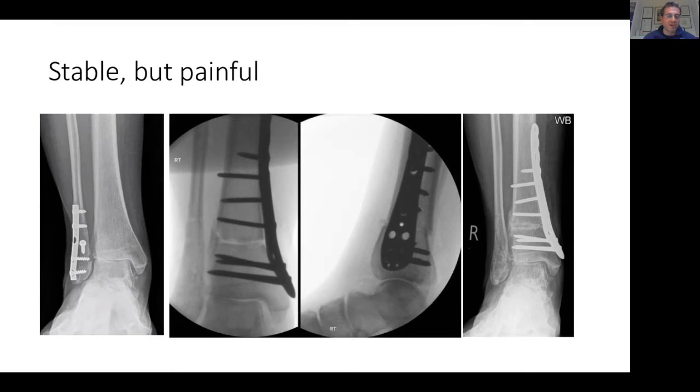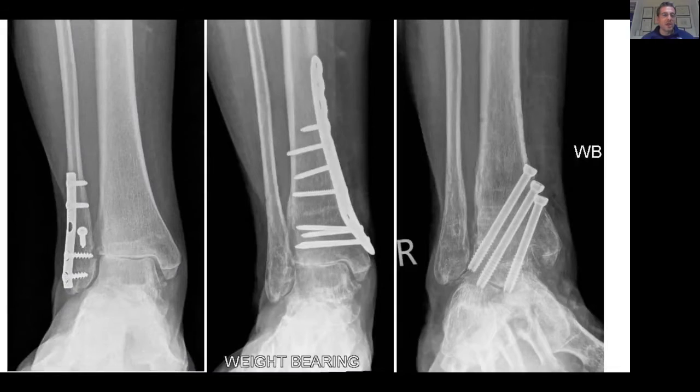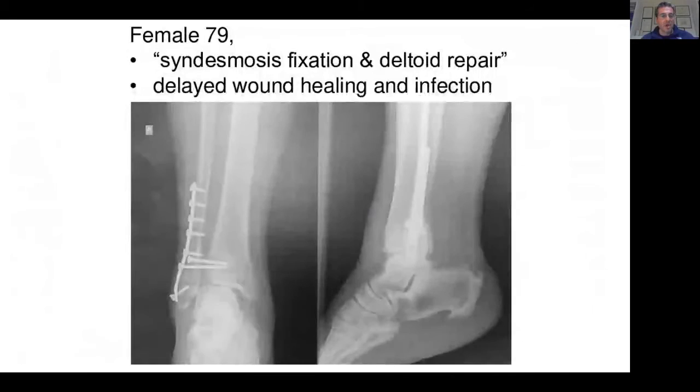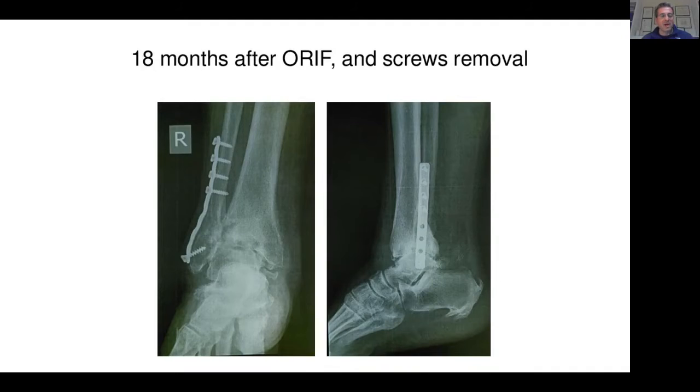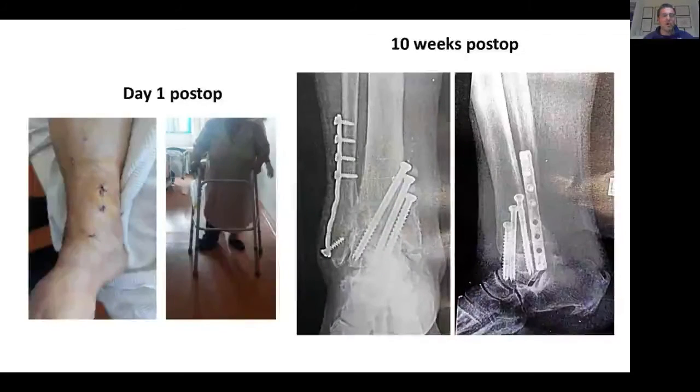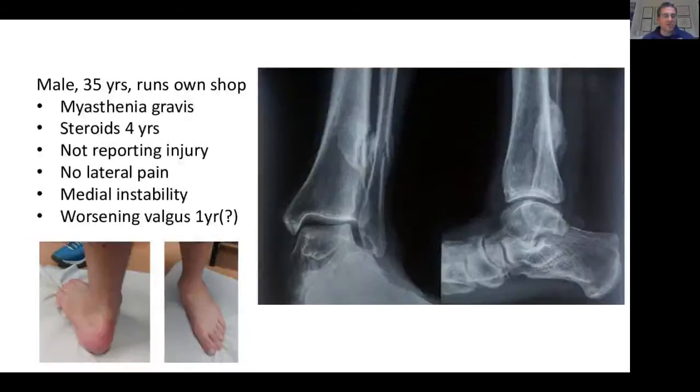I tried to salvage the ankle, but it did not work in this case. Or if you have a 79-year-old patient, according to her medical records, she had the deltoid repaired and syndesmosis fixation, then complicated by infection, screws were removed, ended up with arthritis. The only option is to salvage it with an arthroscopic arthrodesis, in this case, which is a very good salvaging procedure.